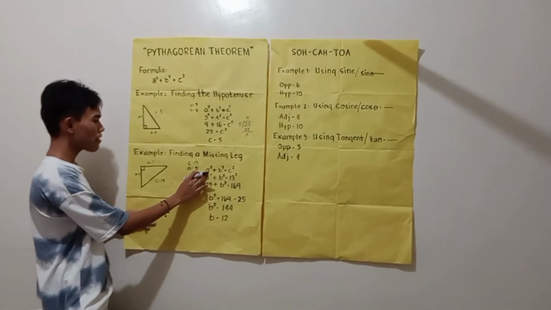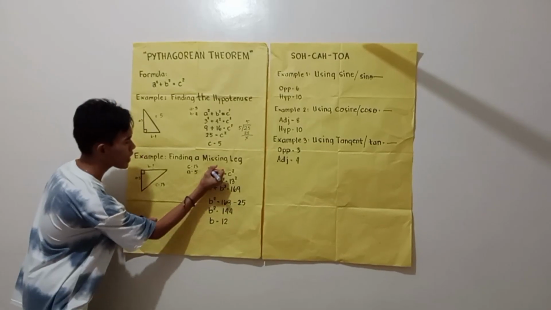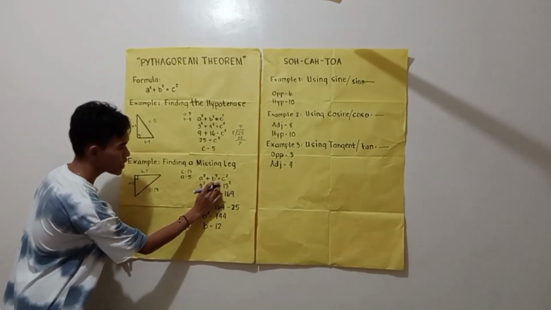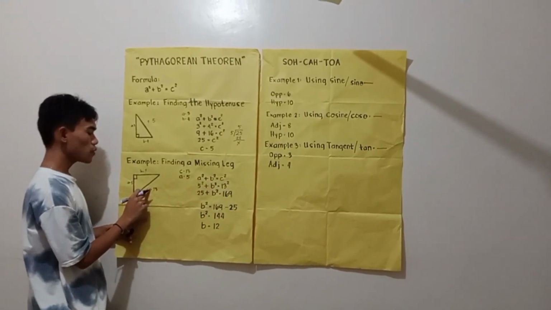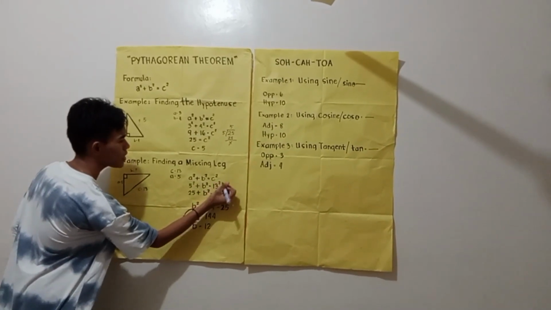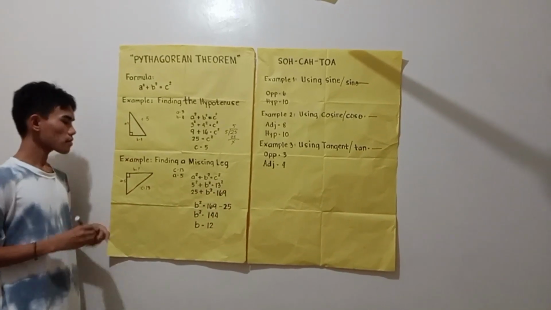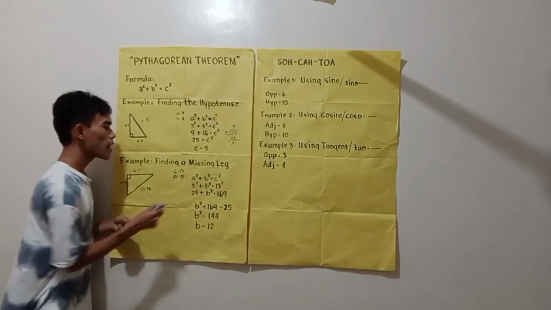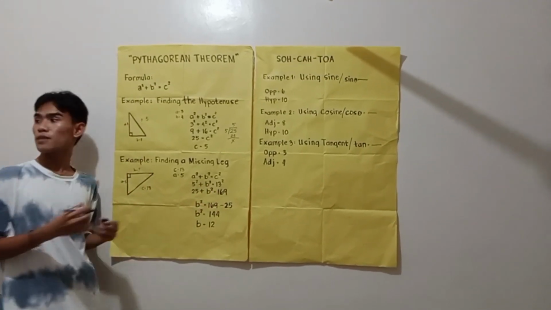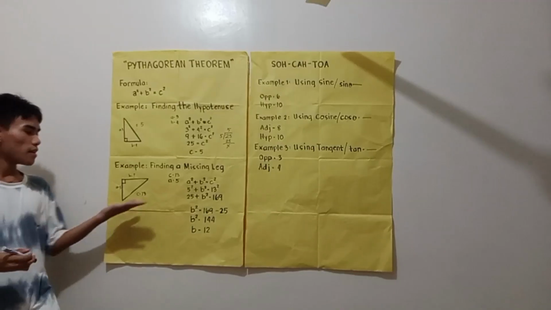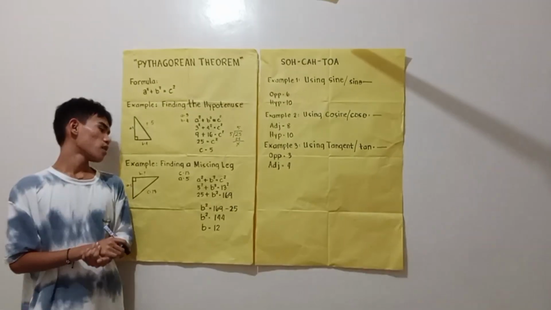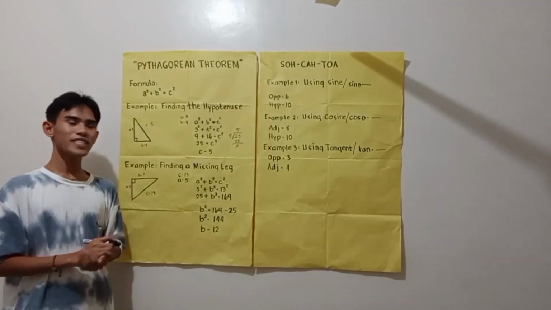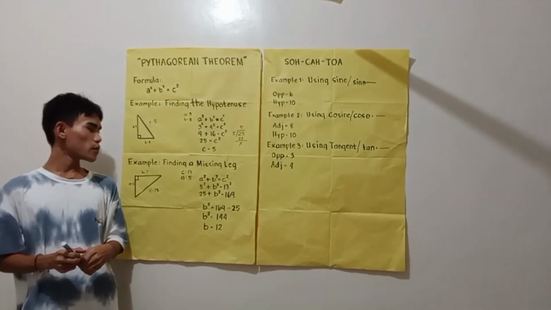Since a has a value, which is 5, copy the 5 here and the square, plus b, since b is the missing leg, just copy b squared here, and equal to c squared; since c has a value, which is 13, bring down 13 and square it. So 5 to the power of 2, or 5 times 5, is equal to 25, plus b squared, since b is the missing leg and is what we're looking for, and 13 to the power of 2 is equal to 169, since 13 times 13 is 169.